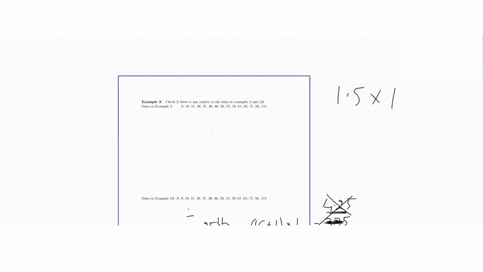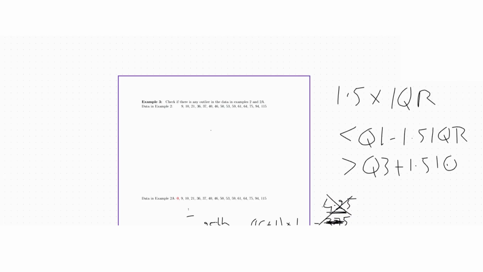Okay, which means an observation will be an outlier if it is less than Q1 minus 1.5 times IQR or greater than Q3 plus 1.5 times IQR. So this was the data in example 2, right? In example 2, what did we get as Q1 and Q3? I think we got around 36.5 as Q1 and 62.5 as Q3, right?